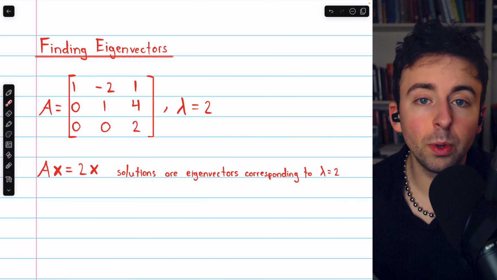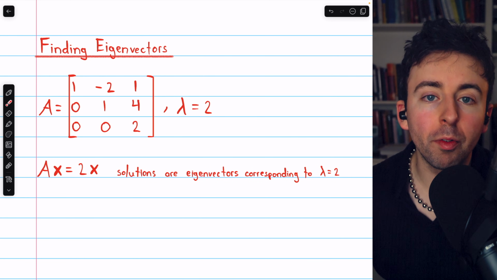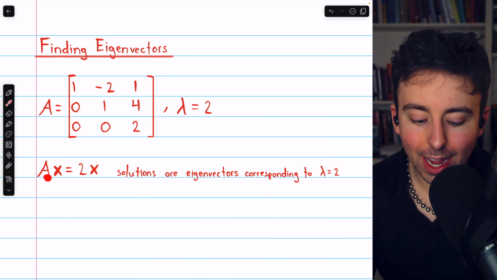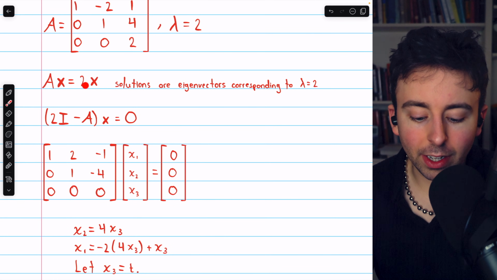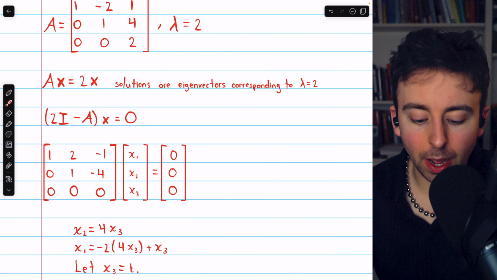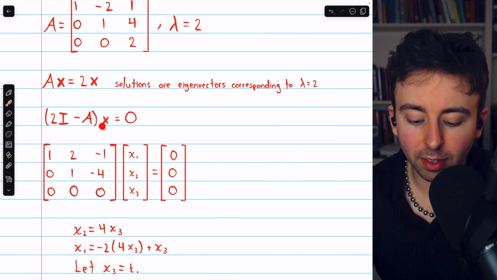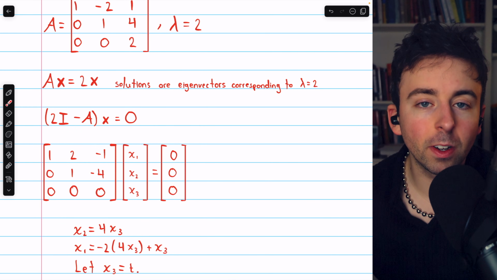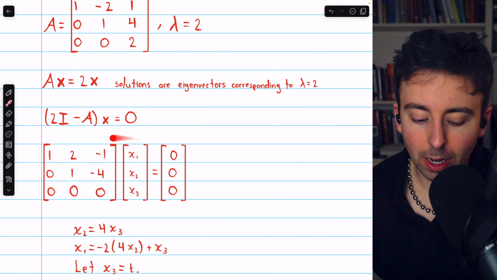Again, if lambda equals 2 is an eigenvalue, then the eigenvectors that we're looking for are the vectors that, when multiplied by A, in effect are just multiplied by 2. Now, multiplying x by 2 is the same as multiplying x by 2 times the identity, so we can subtract Ax from both sides of this equation and then factor an x out. We're going to have (2I minus A) times x equals 0, and any non-zero solution to this equation is going to be an eigenvector. So it leads to this matrix equation.